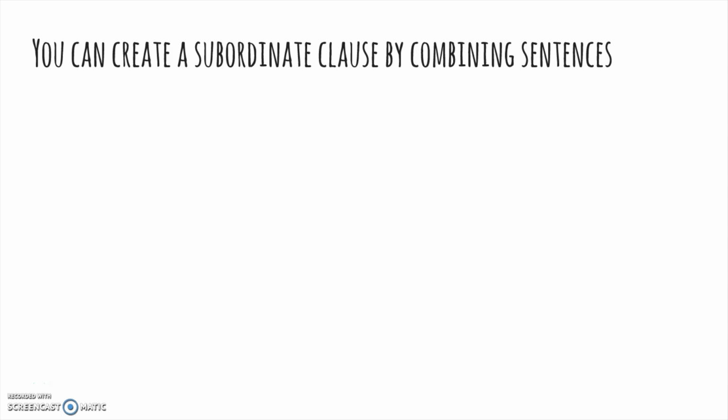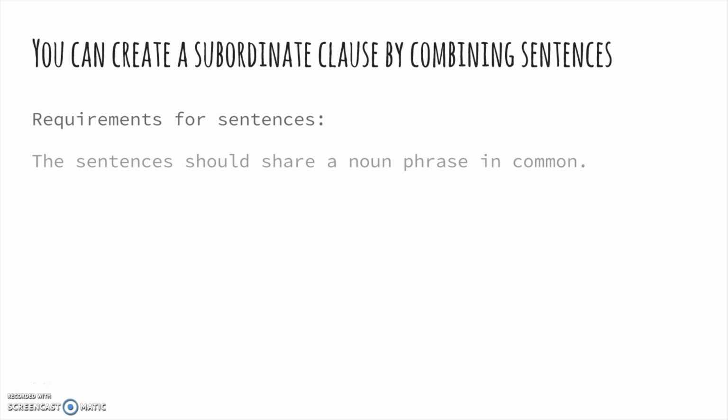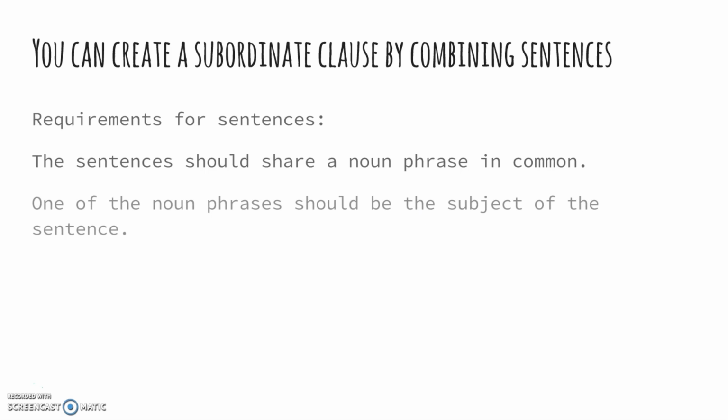Okay, you can create a subordinate clause by combining two sentences, or actually three or four, as we'll see later. The sentences just have to meet a couple of requirements. First of all, the sentences should share a noun phrase in common, so they should have the same noun phrase in both sentences. And then one of those noun phrases has to be the subject of the sentence. The second noun phrase could be in a place other than the subject of the sentence. But in order for the combination to work, one of the noun phrases has to be in the subject spot of the sentence, which means it has to be the thing doing the verb.